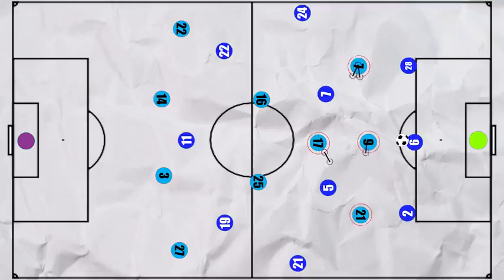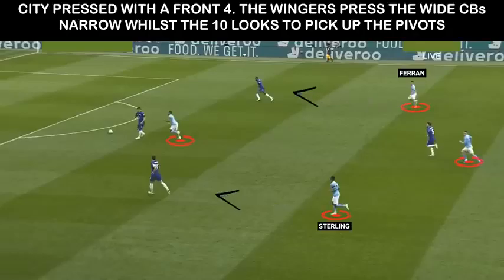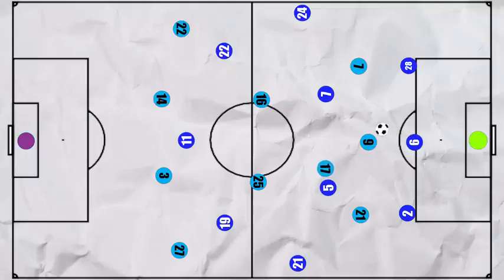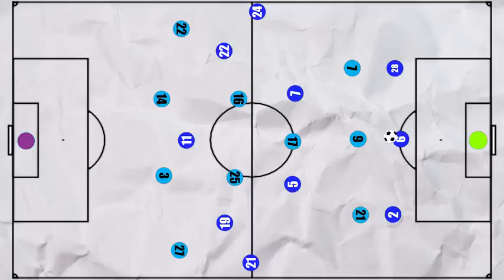So at times, this pressing front four found themselves isolated from the rest of the team. And at times, the Blues could break this initial press by finding one of these pivots. But here's where real problems began to emerge for City.